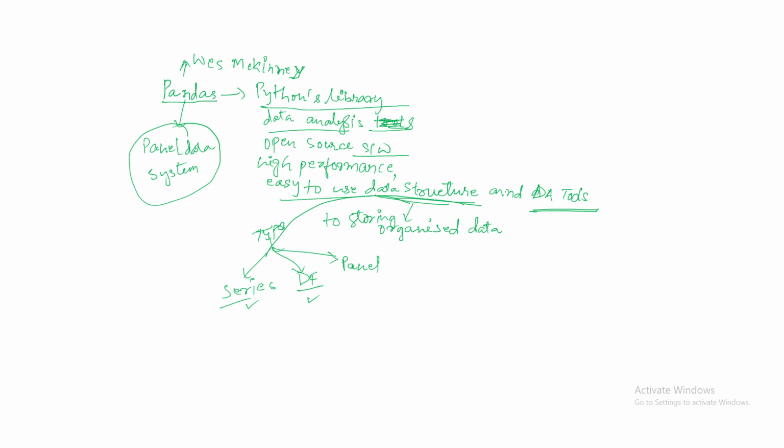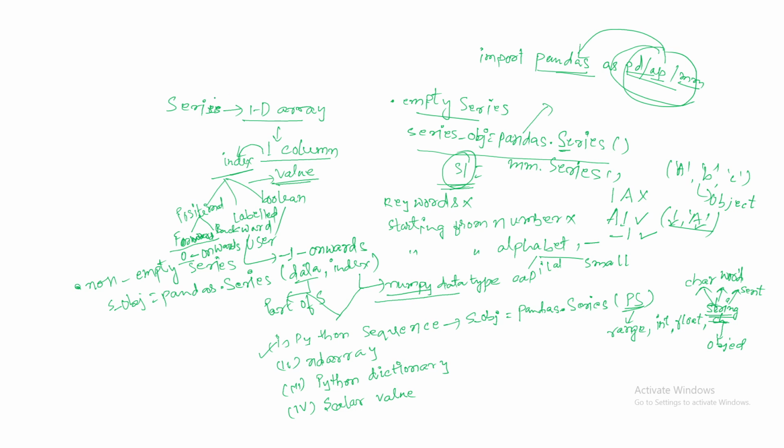So what is a data structure? Storing organized data. Data structure has how many types? Series, data frame and panel, 3 types. Now the pandas author is Wes McKinney. Pandas is derived from panel data system. What is the full form of pandas? Panel data.